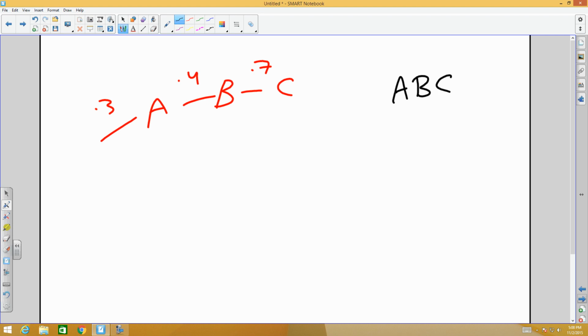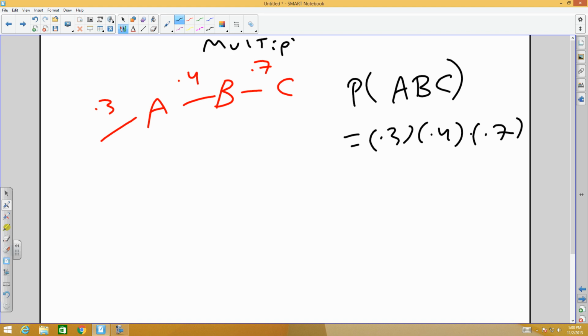So to get this probability is simply to multiply all of these probabilities on the branch that lead to this outcome. So it's 0.3 times 0.4 times 0.7. So you're just multiplying. This is what's called the multiplication rule.